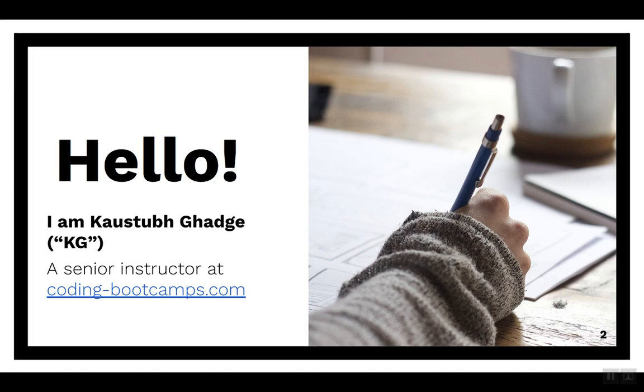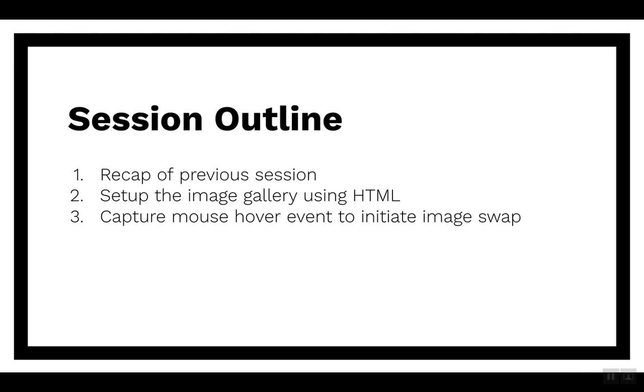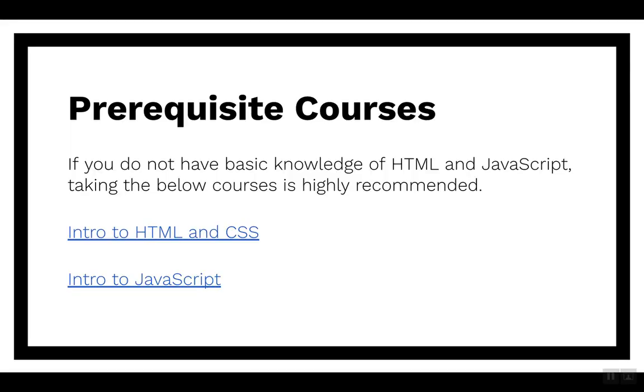Before we begin, let's look at the session outline. In this session, we'll first cover a recap of the previous sessions and what we have learned thus far. Afterwards, we will work on our first project, for which we will be setting up an image gallery using HTML and learning the various events which we can capture using jQuery to make changes to our image gallery. If you do not have the fundamentals of JavaScript programming clear, you must take the Introduction to JavaScript course as well as HTML to understand the document object model.